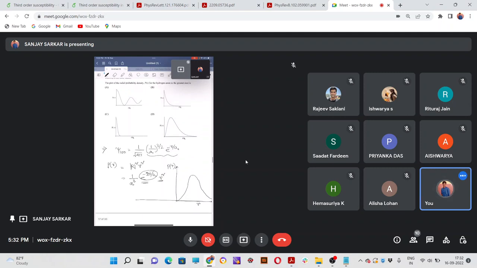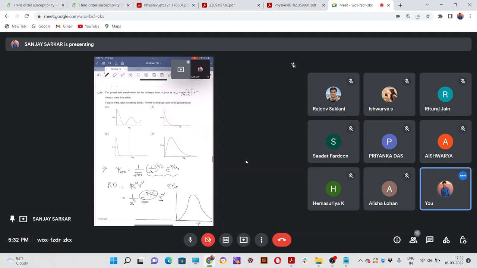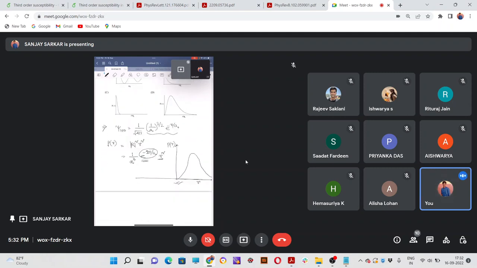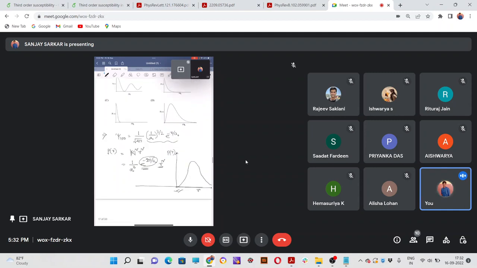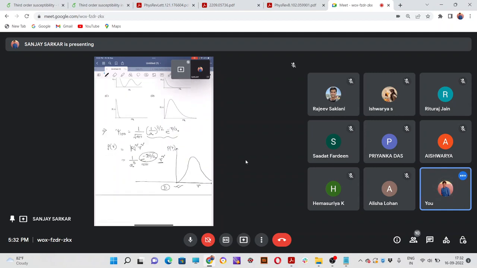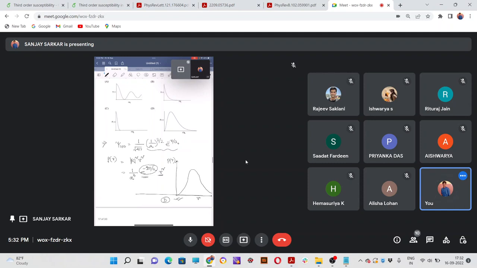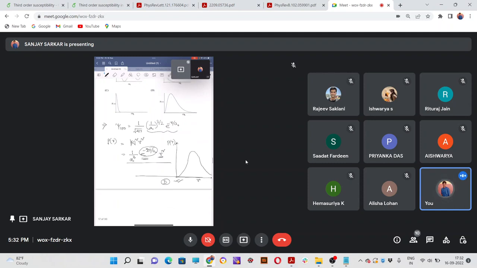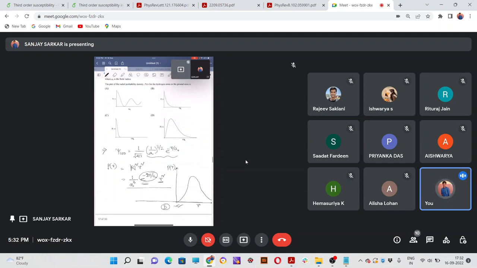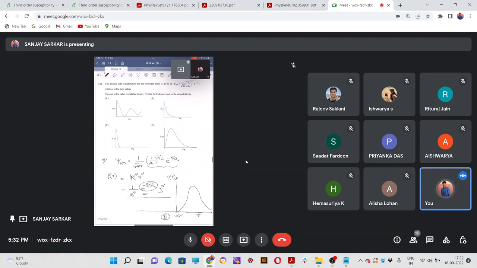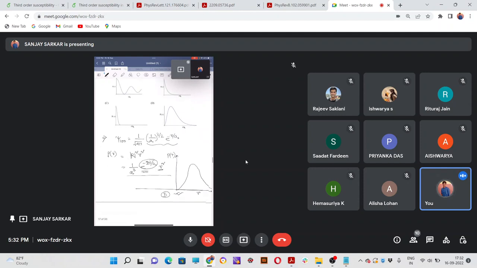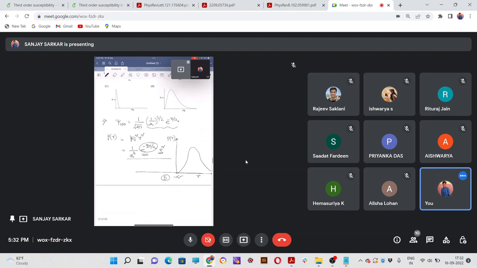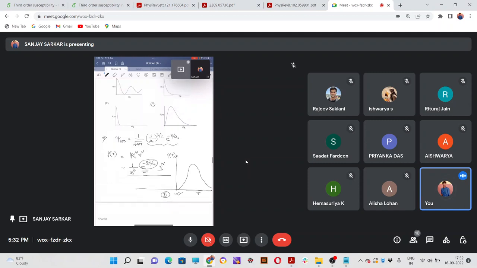So for our case, option D looks like this graph. So option D is correct. From this function we can qualitatively say that option D is correct, because A, B and C are not looking like this curve. So this option is correct.